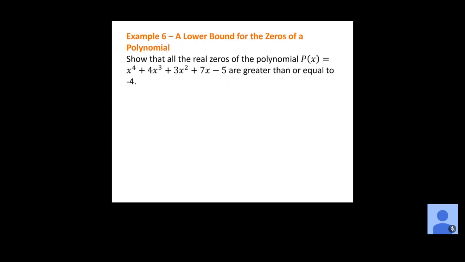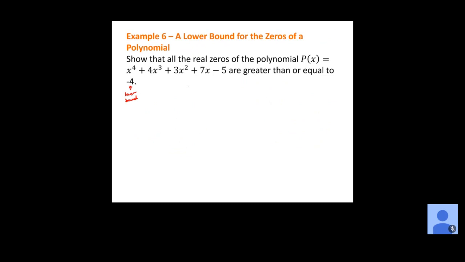All right, let's take a look at this one. So this time we just want to show that all of our zeros of this polynomial are greater than or equal to -4. Okay, so in other words, we're trying to show that -4 is a what? Lower bound. Good. We want everything to be bigger than this. So we want to show that this is a lower bound.